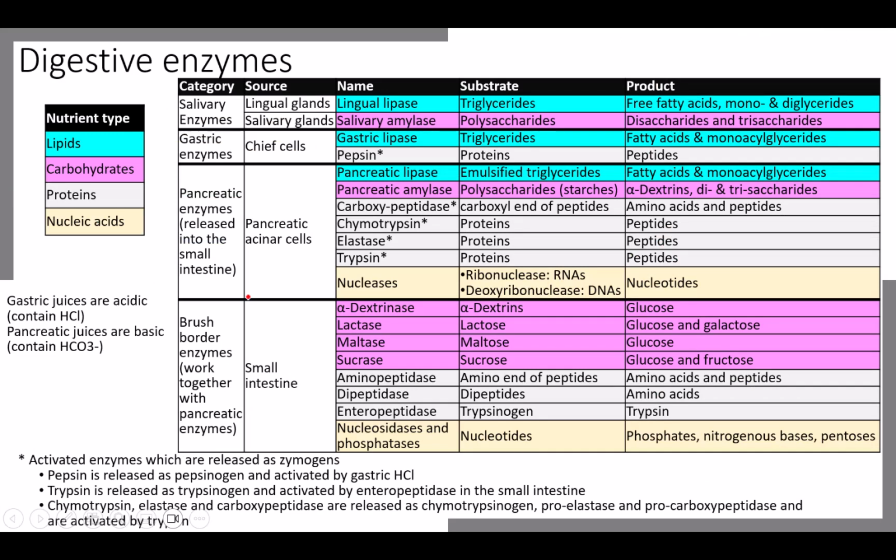In terms of the digestive enzymes, this is an overview. What you can see here is the blue are the ones that digest lipids. The purple is the one that digests carbs. The gray are the ones that digest proteins. And then the beige are the ones that digest nucleic acids, right? And the asterisks are the enzymes that digest proteins that are released as the inactive version in order to stop autodigestion from occurring.